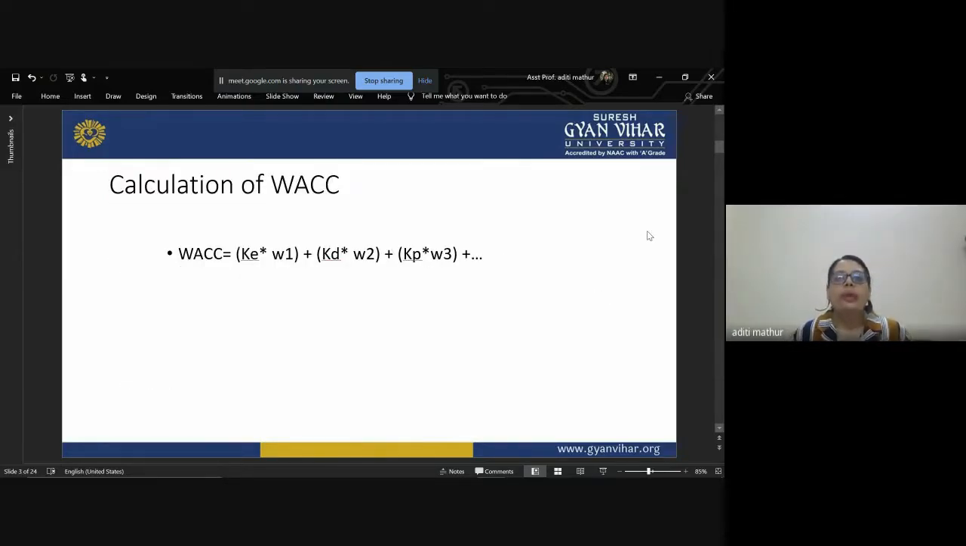So what is the formula of calculating WACC? To calculate WACC, you need to multiply KE with weight, then add it with the KD of weight, and then KP of weight, and so on. That means you will be adding up the weights and the cost product of all the sources of finance which you have in your organization.